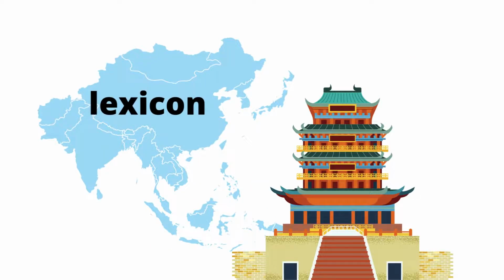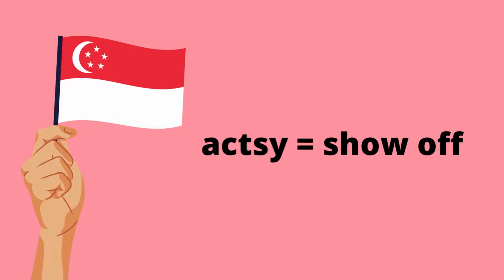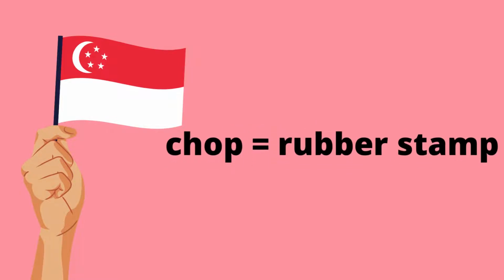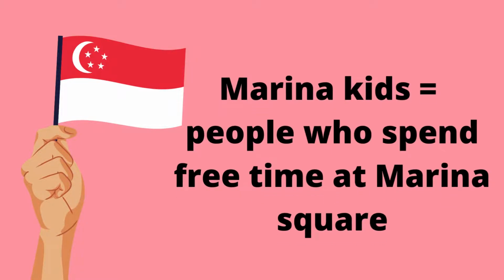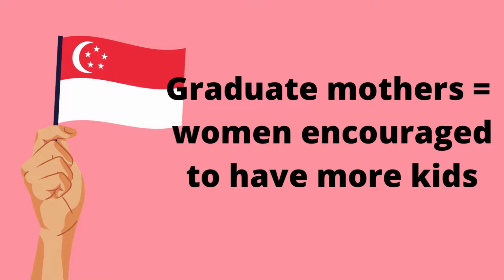In terms of lexicon, words that are only used in some Southeast Asian English dialects can be seen in the following examples. Number 1. Singapore English. Axi means show off. Missy means nurse. Chop means rubber stamp. Marina kids are young people who spend their free time at or around Marina Square, a shopping center. Graduate mothers are well-educated married women who are encouraged to have more children and given certain privileges in Singapore compared to non-graduate mothers.